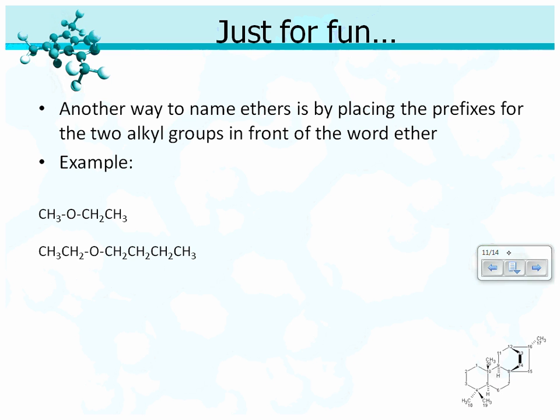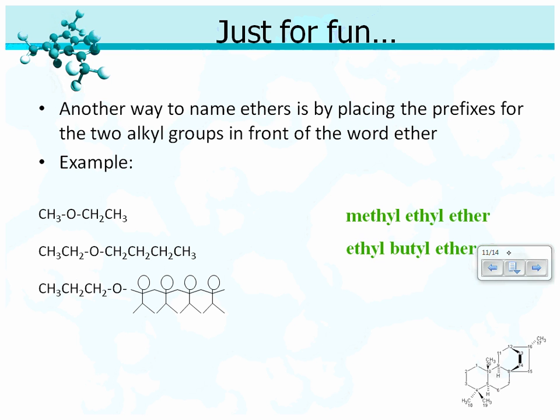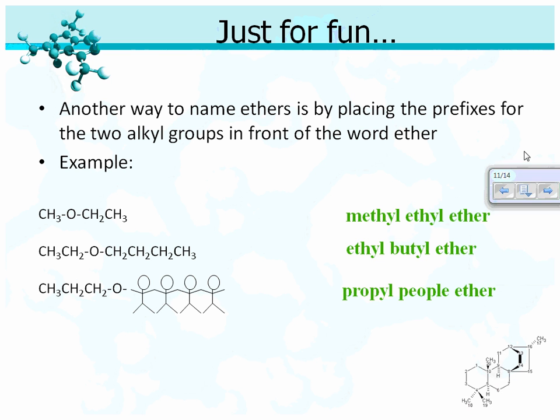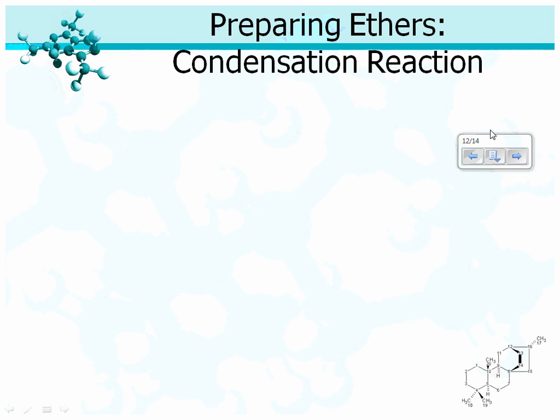What you can do is actually call it methyl ethyl ether. Okay, the next one would be ethyl, and then 1, 2, 3, 4 carbons, so that's butyl. So that would be ethyl butyl ether. Now, again, just for fun, just to give you guys a little giggle, what is this? A propyl people ether. Hopefully you've heard of the song, The Propyl People Eater. Anyways, that's where it's coming from.